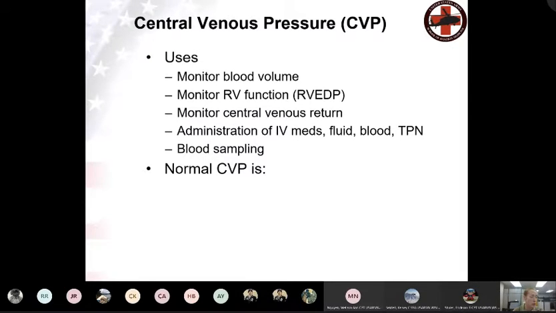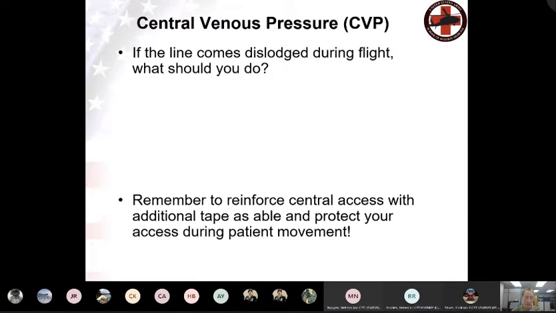Captain Rosales, do you know what a normal CVP is? I'm thinking it's 1 to 2. I'm not sure if that's right. That's okay. Here we go. We're looking for 2 to 6 for this. Okay, so it's definitely much lower.